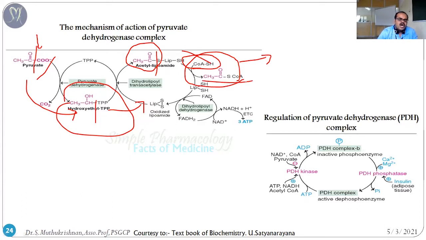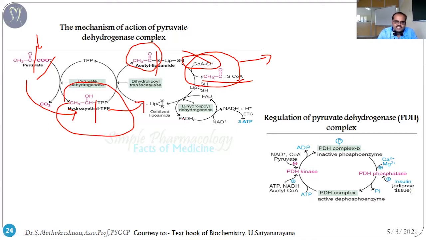This is the process. Once again, this lipoamide, in its reduced form, is going to be oxidized with the help of FAD and NAD processes. It may be converted further into the oxidized lipoamide category.